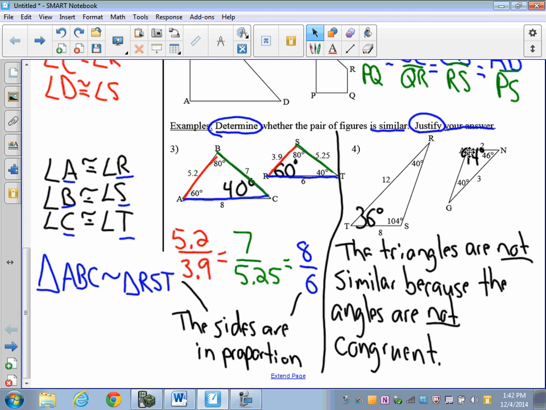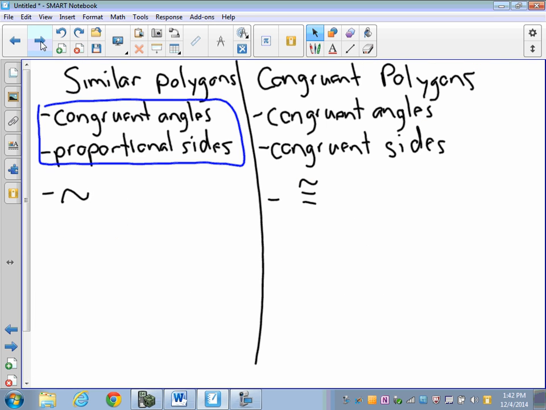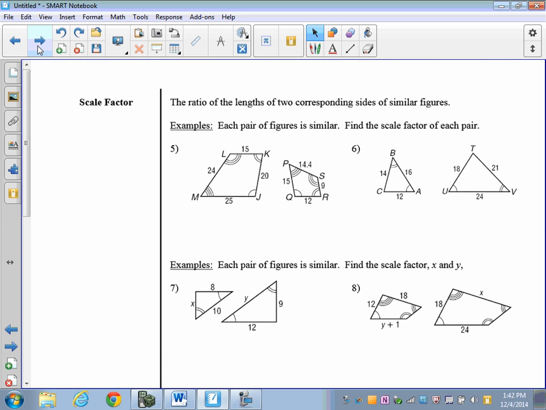So we follow the directions. We determined whether they were similar, they're not, and we justified our answer. So let's continue to move on to the second page. This talks about scale factor. Scale factor has to do a lot with proportionality. They're very similar. It says they are the ratio of the lengths of two corresponding sides of similar figures.